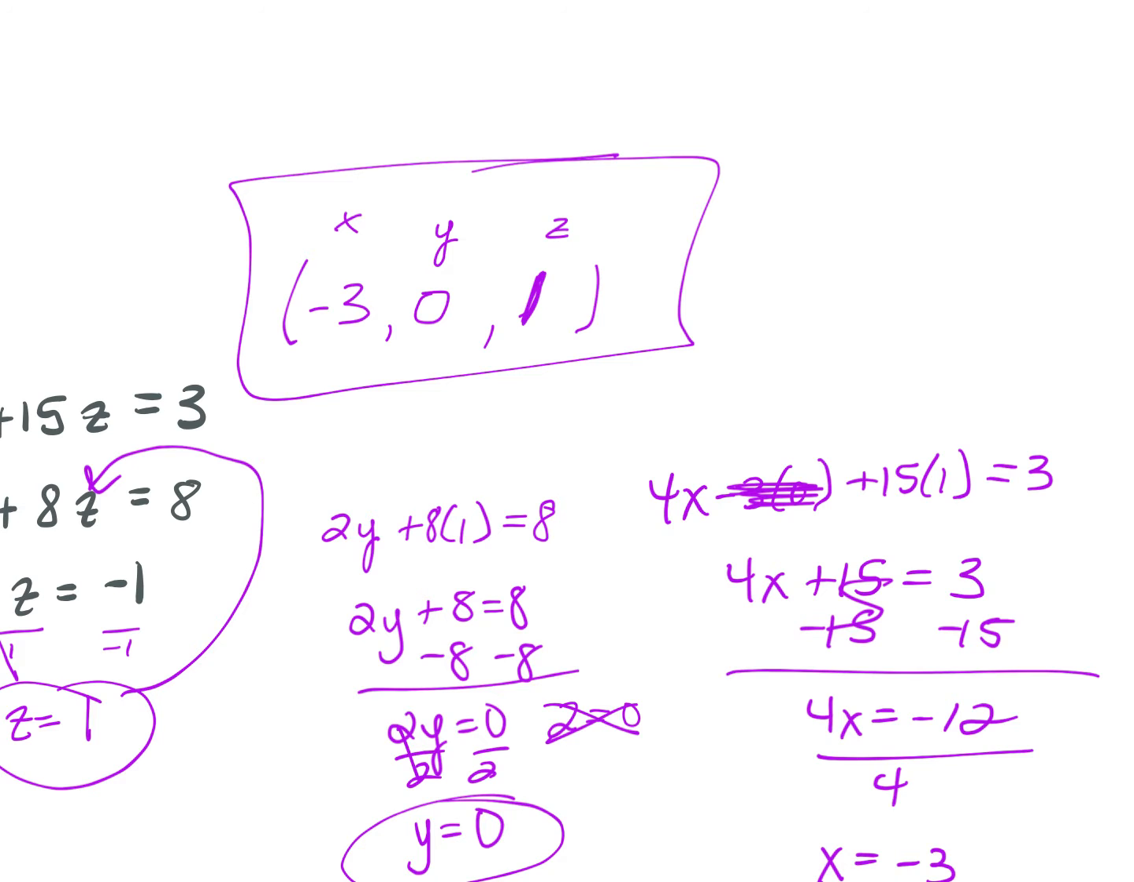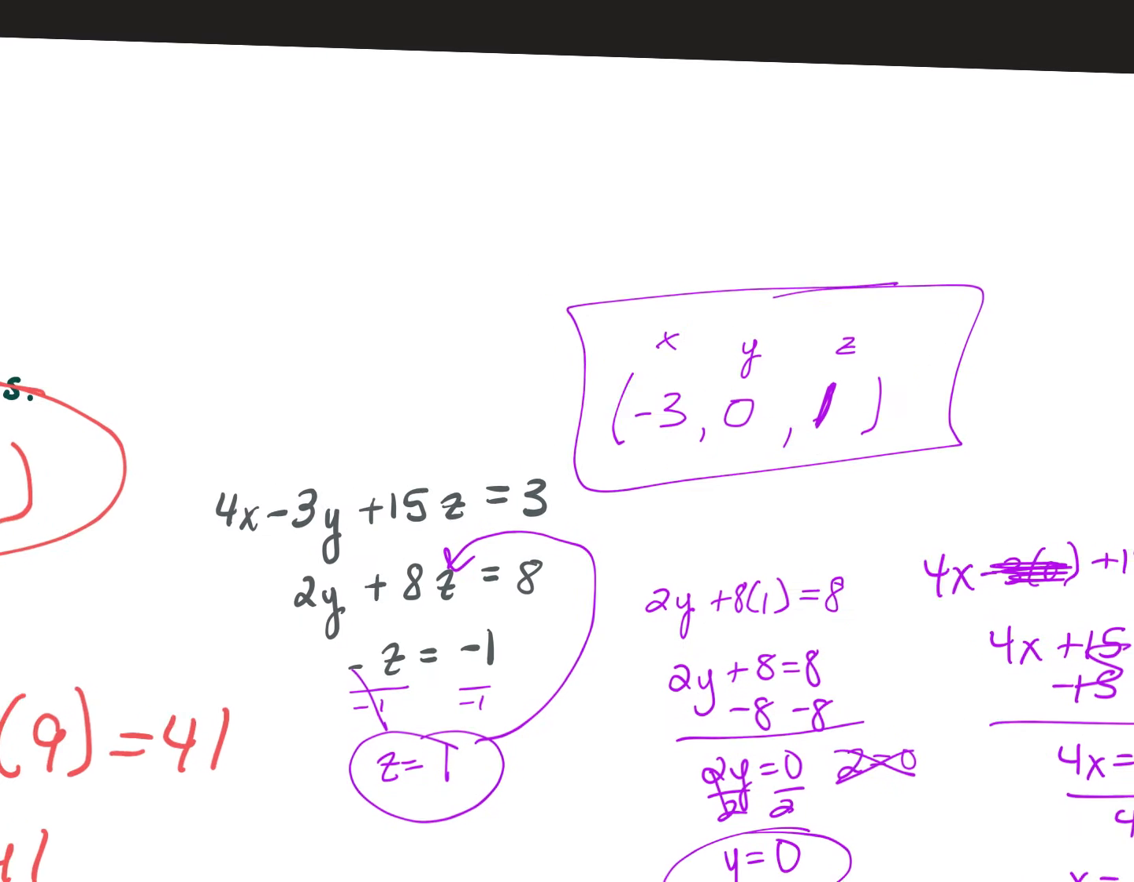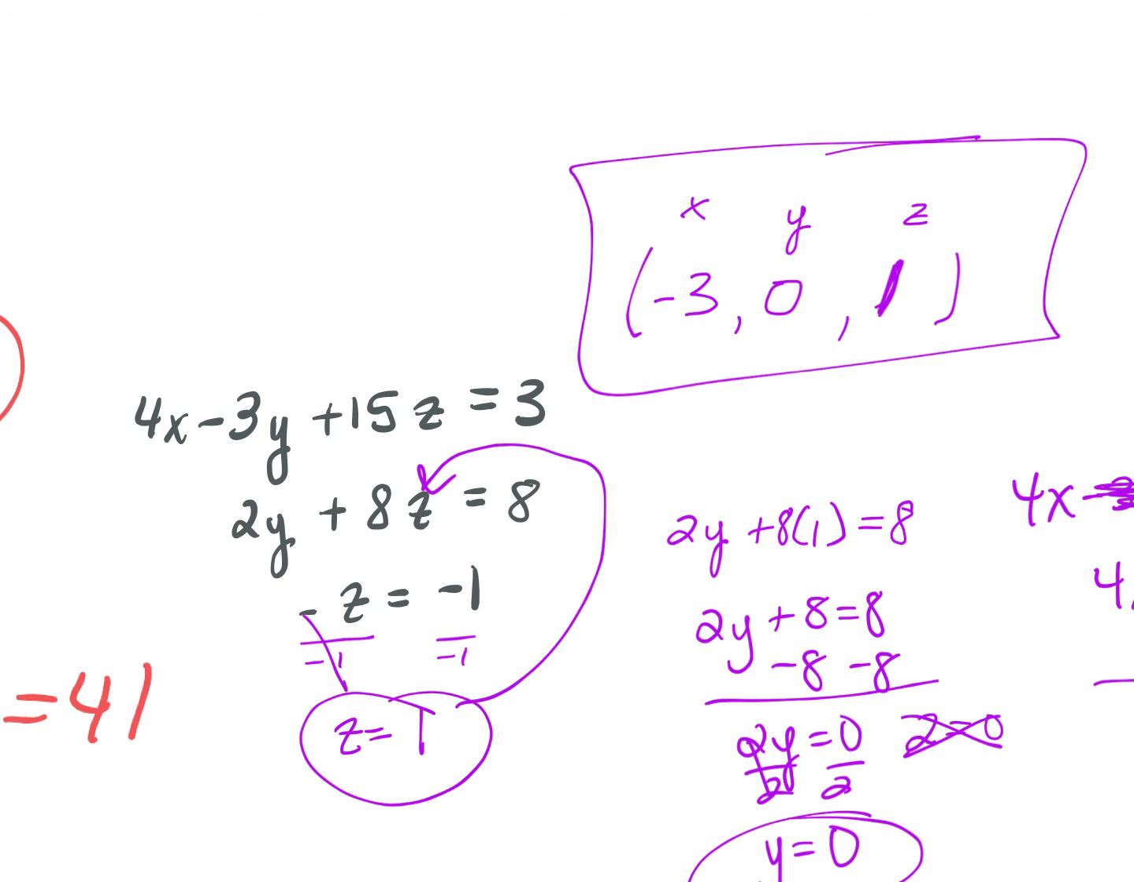Now let's take just a second, grab our calculators, and plug back in to see if we are correct. In the first equation, I'm going to say 4 times negative 3, because that's what our x value was, minus 3 times 0, plus 15 times 1. When I hit enter, what should it say? All that stuff combined should equal how much? What's the top equation set equal to? 3. And it works, so we're good to go. That's what your back substitution should have looked like last night, or yesterday when you turned it in.